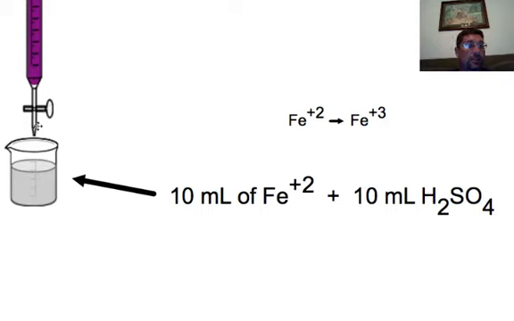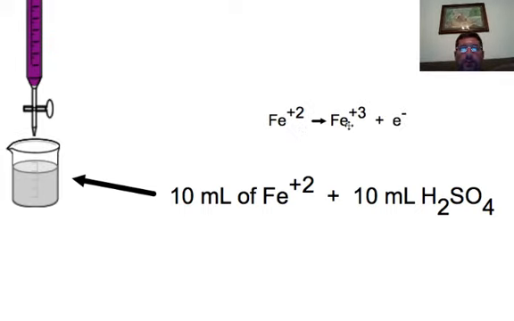Okay, you're going to open the stopcock and get the drips going down at a steady pace. And what happens is iron 2 oxidizes into iron 3, and the only way that you can oxidize is by losing an electron. Okay, remember oxidation is the loss of electrons.